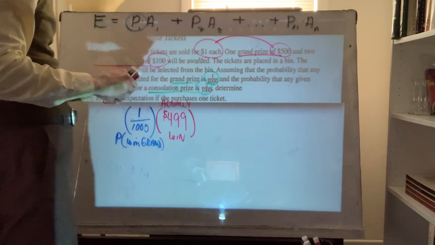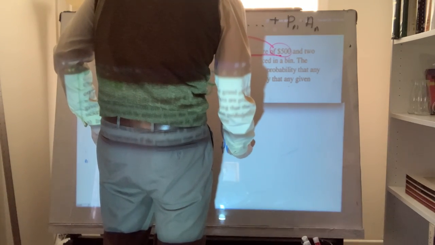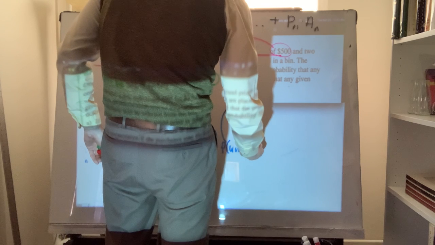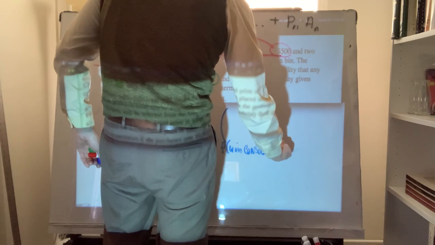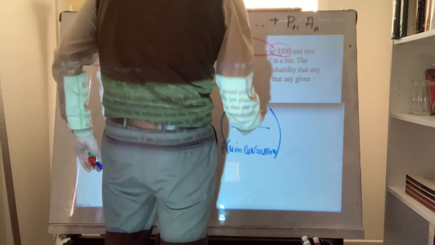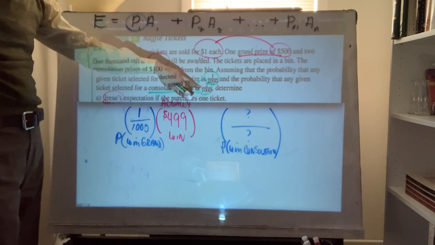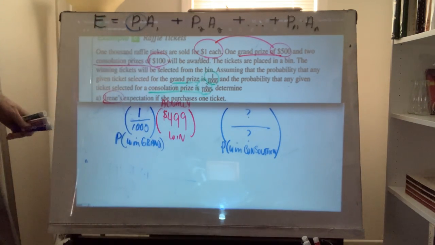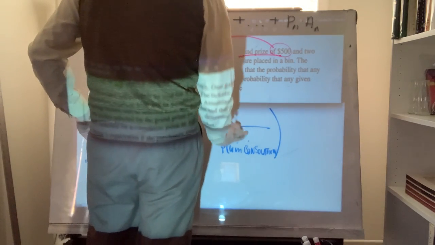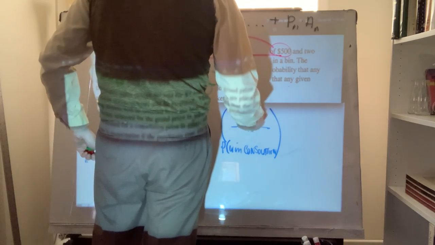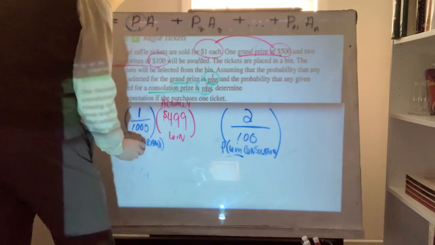Okay. The next term would be the probability of winning the consolation prizes. They already told us it's 2 out of 1,000. So we'll just put that in there. Because you get two chances. And this is still winning.